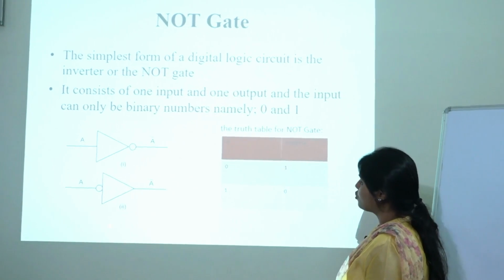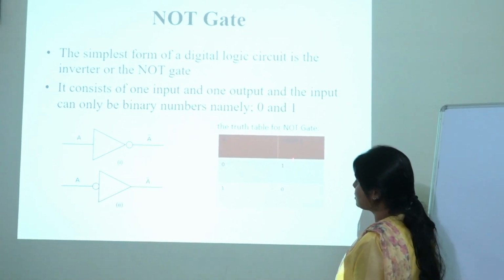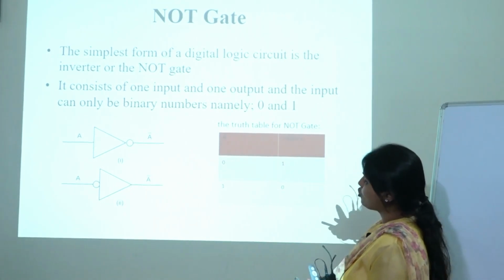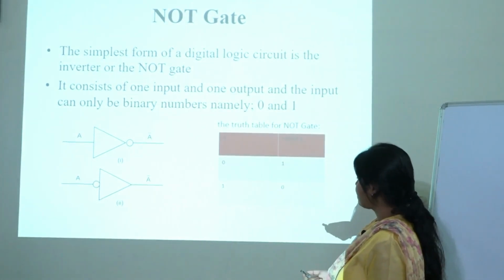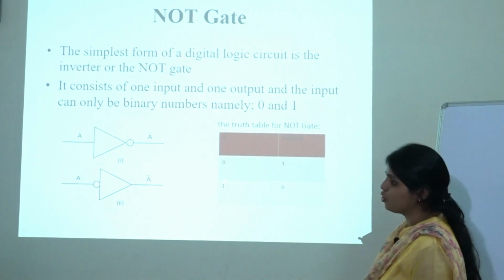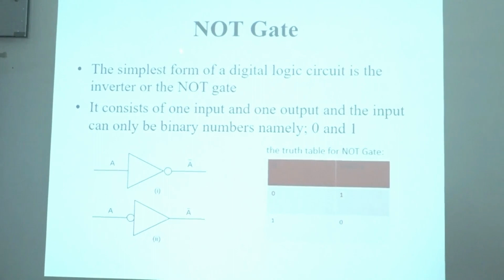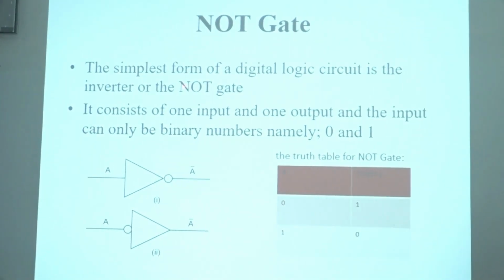Along with that, we will also look into the symbol and the truth table. All of you must know what truth table is all about, right? The functionality of the logic gate with representation of zeros and ones are represented in your truth table. Okay. So the simplest form of digital logic circuit is the first gate, which is called as NOT gate.